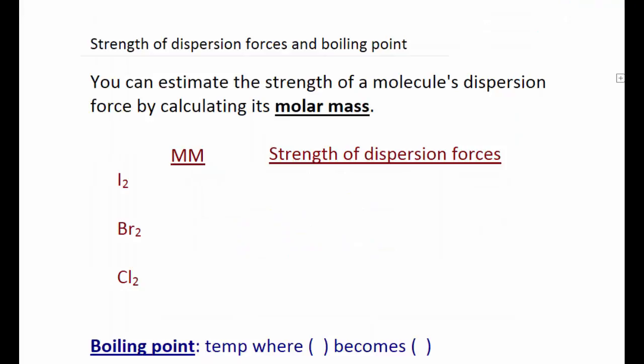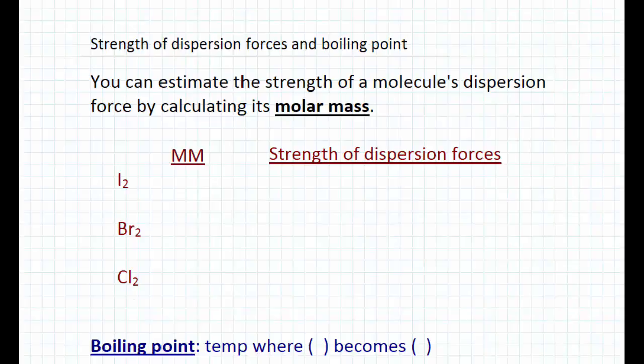Okay? Now, what we can do, we can use dispersion forces to make some comparisons between different types of molecules. Okay? We can actually estimate their strength by calculating a molecule's molar mass. Okay? Just because the larger a molecule is, the more massive a molecule is, the more electrons it has, and the more chances there are for these interactions to happen. It's just sort of a statistical thing. Okay? So what we can do, though, we can compare iodine, bromine, and chlorine.